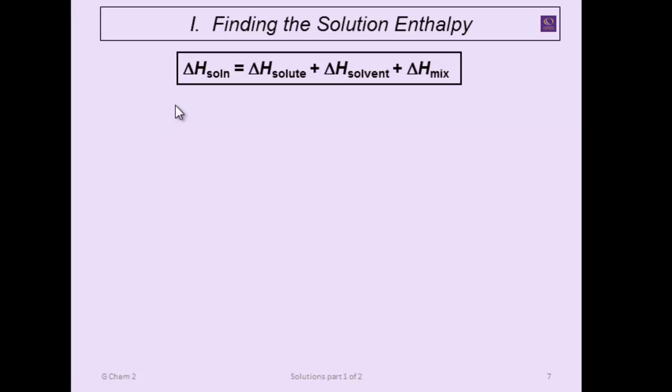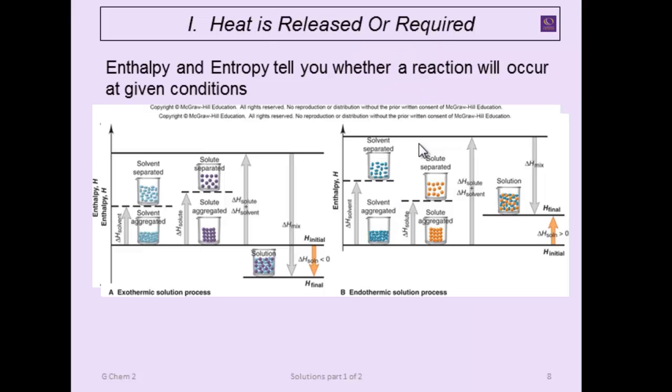So if you want to look at the solution enthalpy, and enthalpy and energy and heat are sometimes used interchangeably, you have to consider the energy it took to break apart the solute, the energy to break apart the solvent, and then the energy that's actually released when the new solid particles in the solvent are recombined. Sometimes these two enthalpy quantities together are considered the heat of hydration. So heat is released or required when something dissolves. So we'll look at salt dissolving in water as our model here.